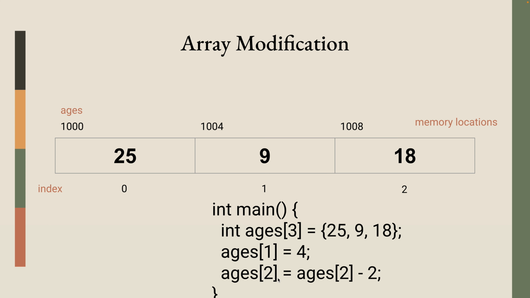What if we said ages of 3 is equal to 2? What's going to happen? Okay, why will it not work? Yep, you'll get an index out of bounds error. On EdStem, you might see this as a segmentation fault or memory error. Cool. But as we said, ages of 1, the 9 changes to a 4, the 18 changes to a 16. Questions here?